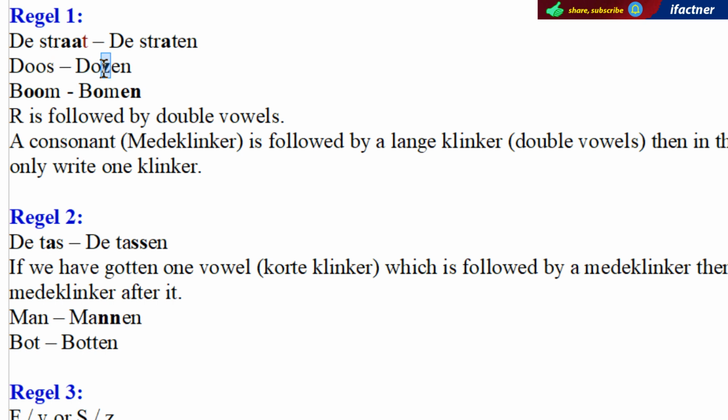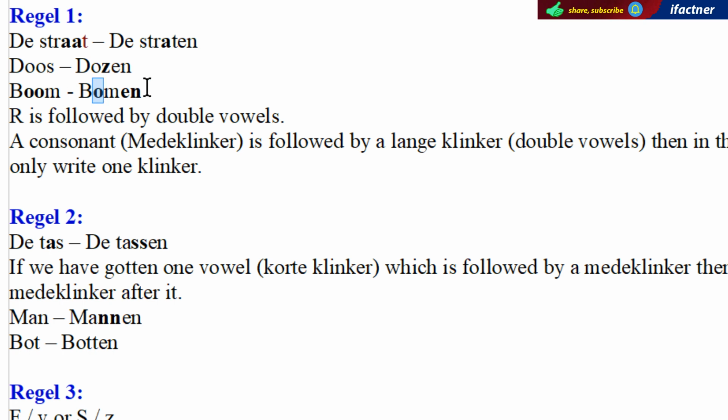number 3. So right now remember that if a lange klinker follows a consonant klinker, then we omit one of the klinkers. Similarly, boom becomes bomen. Boom is a tree. Bomen, trees. There is a lange klinker, double O, and the word ends with the medeklinker M. Therefore, to make a Meervoud, we omit one of the klinkers, that is O.